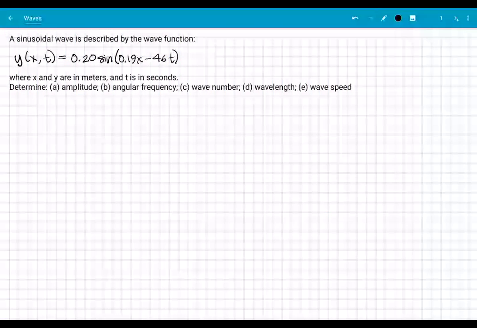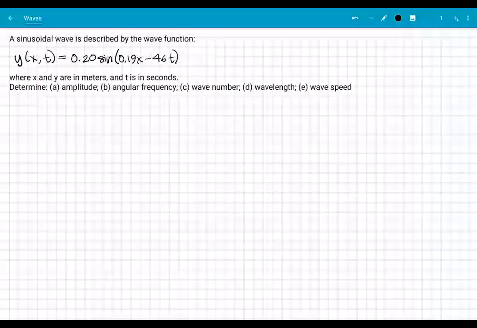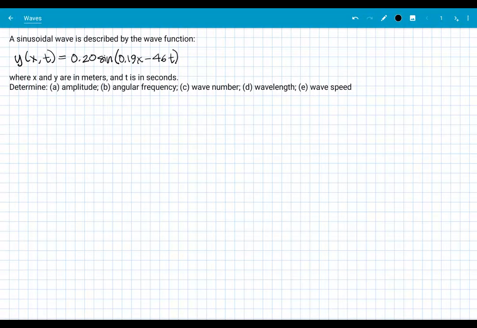Okay, let's look at this problem. This is a traveling wave. We were just looking at simple harmonic motion, and now we're looking at traveling waves. So this equation, the traveling wave equation, you might say it's a little bit like the simple harmonic motion equation. And sure, there's a reason for that, of course.